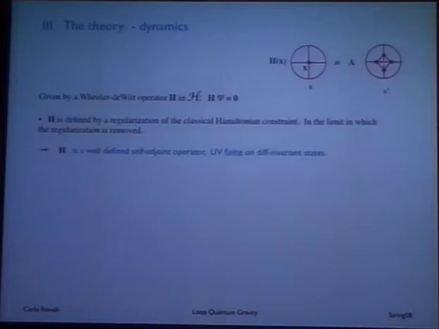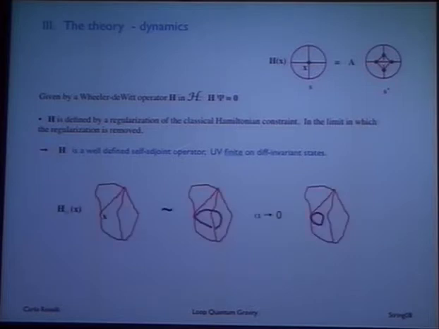The first way of defining the dynamics is to write the Wheeler-DeWitt equation. So this is obtained by writing this operator, starting from the Hamiltonian constraint of the classical theory. I'm not giving you the construction, I'm giving you the result. H is a well-defined operator, and it is ultraviolet finite on the diffeomorphism-invariant states. Let me give you a sketch of why this happens. To define it, there's a curvature which is regulated by a sort of point splitting in terms of a holonomy, and then you have to shrink the loop to 0.